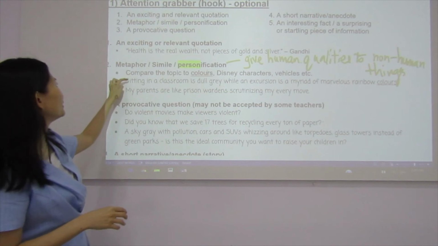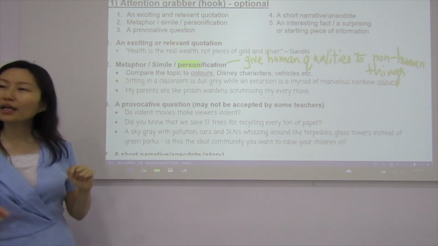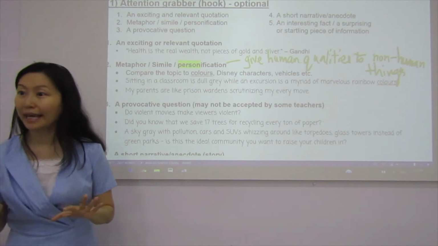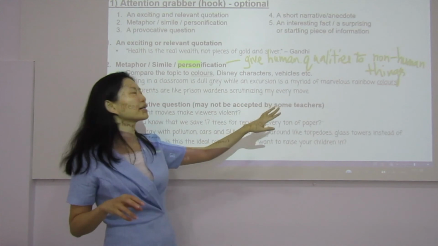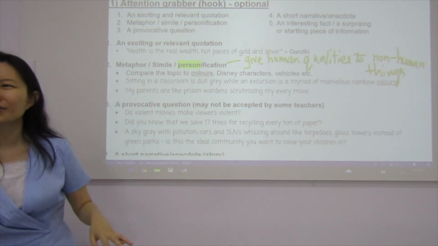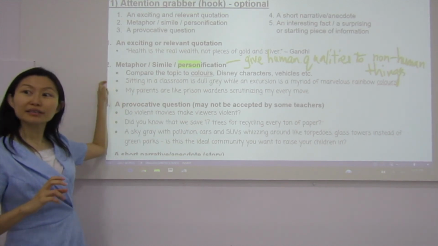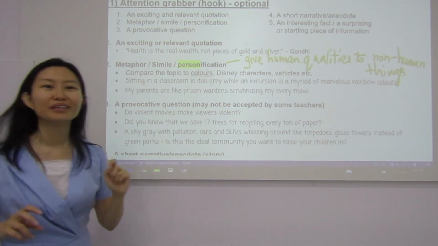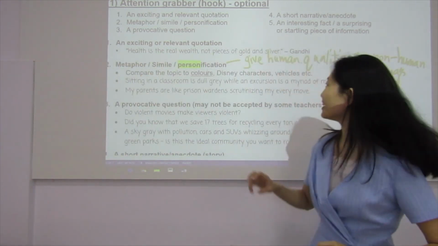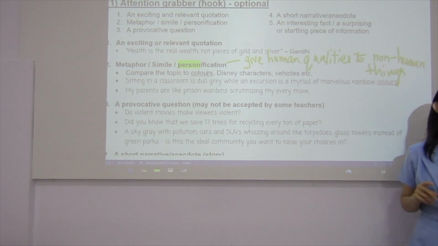Let's take a look at the second two bullets here. They claim that when you write, you can compare the topic to colors, to Disney characters, to vehicles, etc. It's not very easy to use, but if you look at this middle portion here, you see, sitting in a classroom is dull grey, while an excursion is a myriad of marvelous rainbow colors.